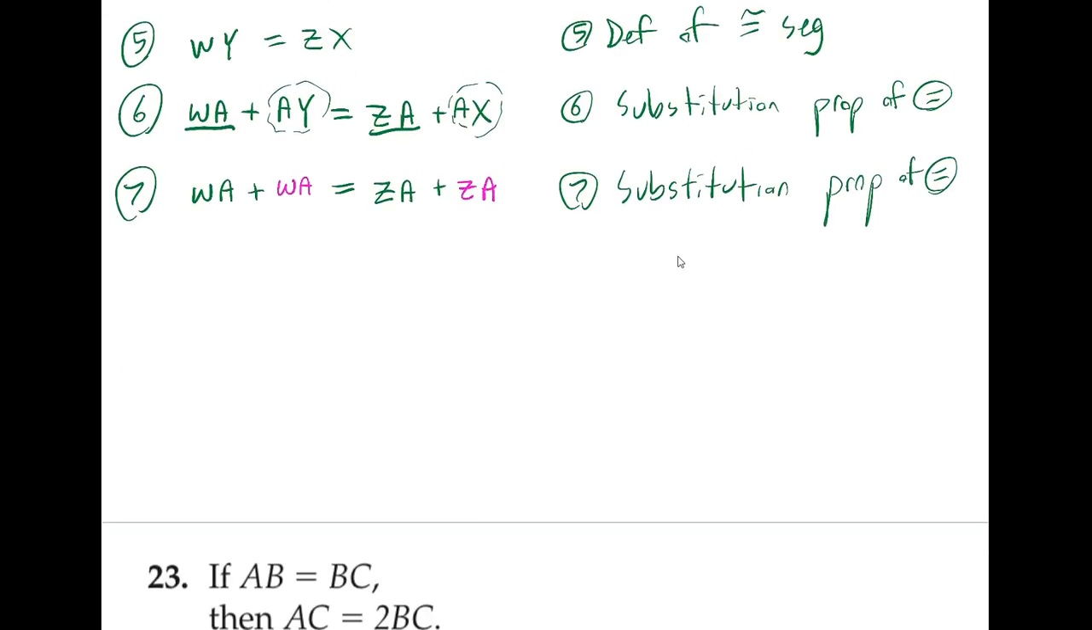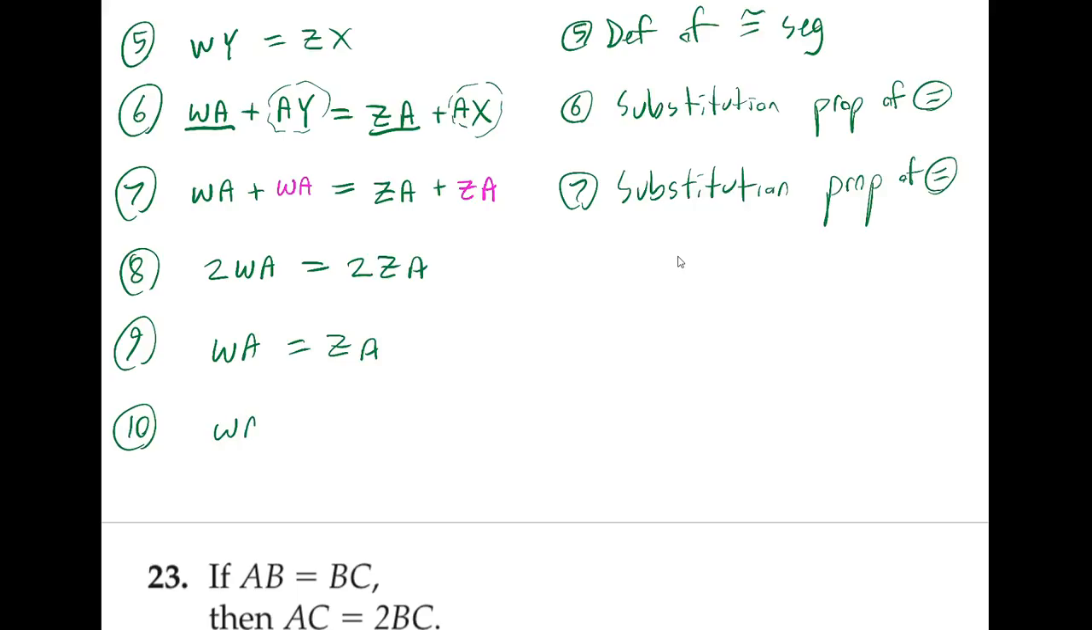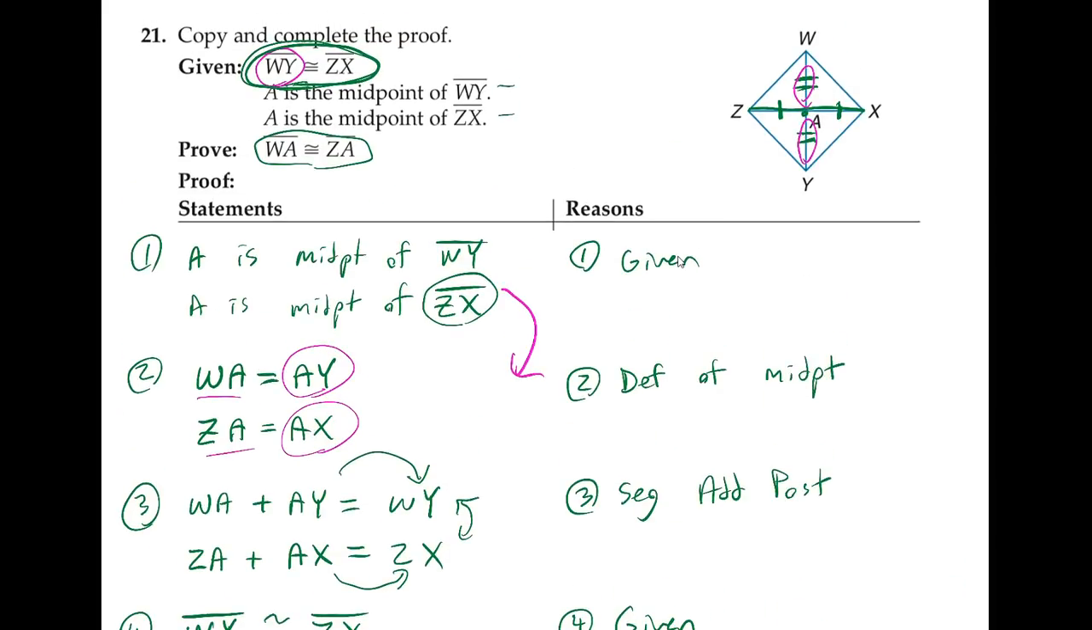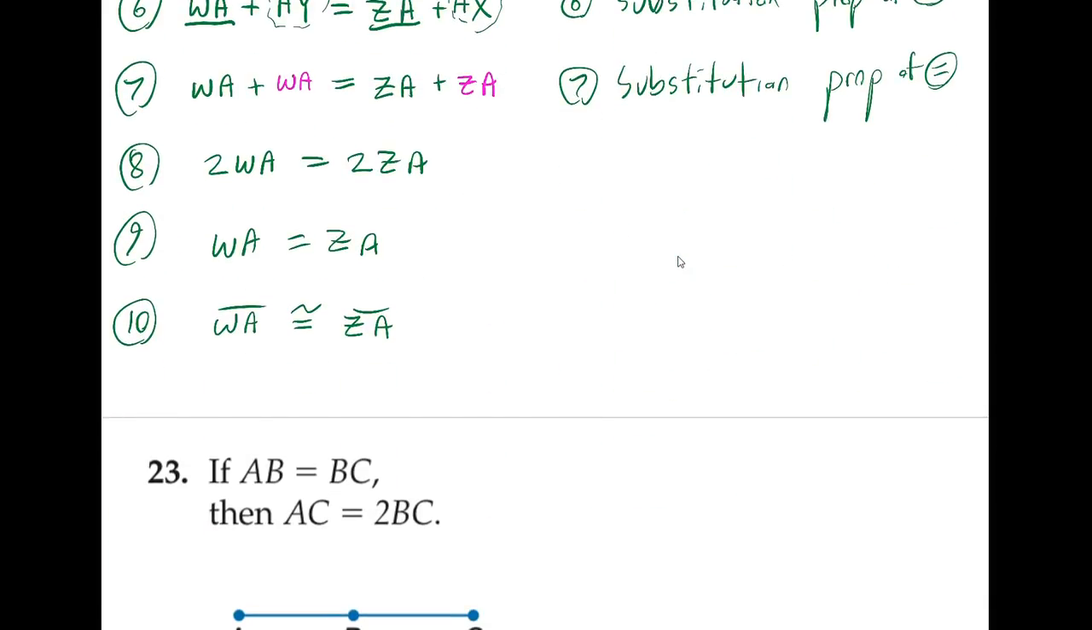And so now what we need to do is just a little algebra, okay? So for 8, I'm going to go 2 WA's. It's just a length. That's like saying 2x. Right? That's not a problem. So 2 WA equals 2 ZA's. Then I can divide and I can get WA equals ZA. And then lastly, if the lengths are equal, I know WA must be congruent to ZA. Or if we wanted to match exactly, we could write WA, ZA, the order of letters did match.